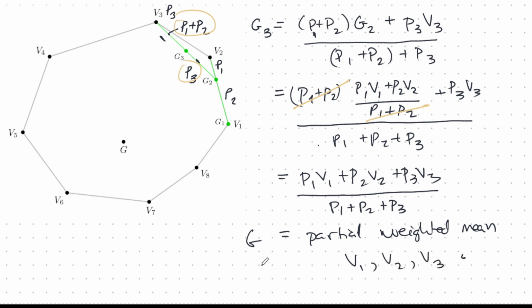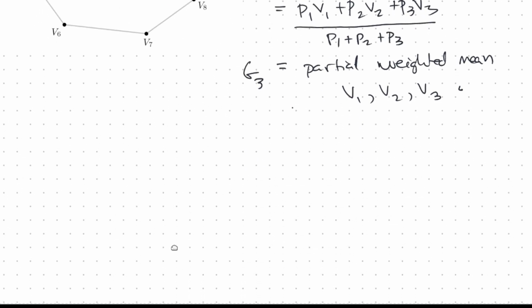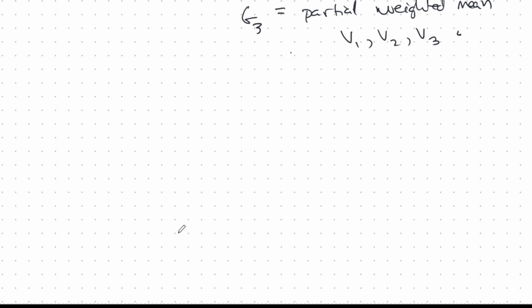Okay, so if we can keep this pattern going, then GK will be the weighted mean of all of them, and the weighted mean of all of them is the weighted mean. It's the one we're looking for, right? All right, let's continue this idea with another diagram.